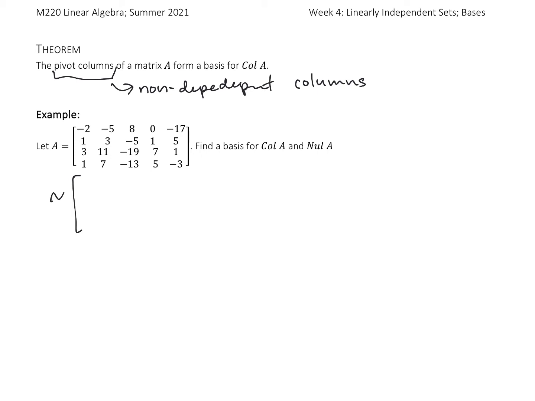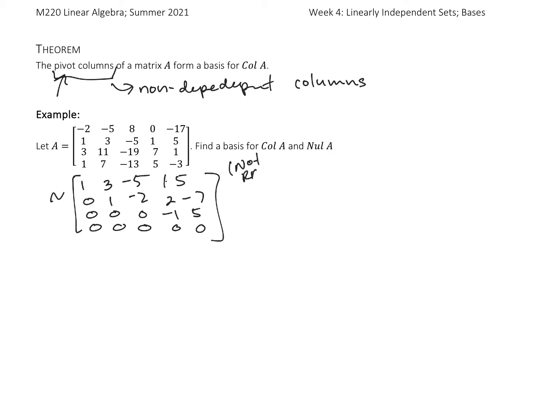I don't need to be in RREF form in order to make a statement or to decide what are my pivot columns. If I can get this down to 1, 3, -5, 1, 5, 0, 1, -2, 2, -7, 0, 0, 0, -1, 5, and 0, 0, 0, 0, 0. This is enough. Notice this is not RREF, but it is enough to be able to decide where my pivot columns are.